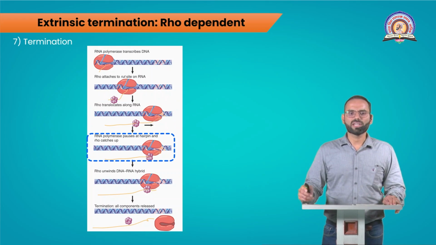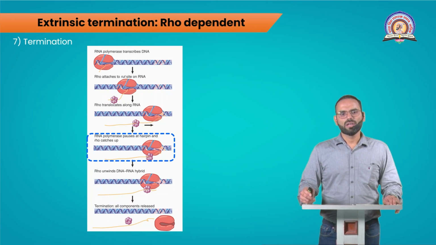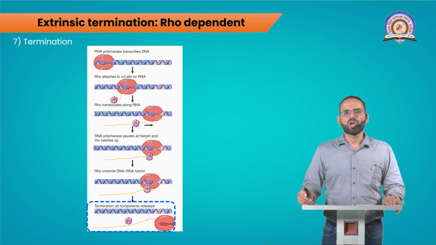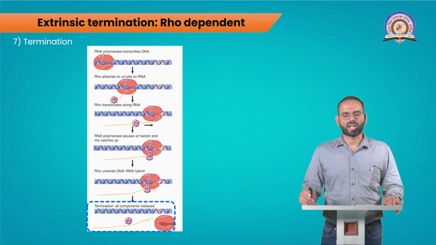Since RNA polymerase here binds or pauses at the hairpin, finally, Rho with its ATPase domain completely unwinds the RNA-DNA hybrid, and ultimately it releases all the transcription machinery, including RNA polymerase. And the newly generated RNA immediately gets translated by the use of ribosome machinery.